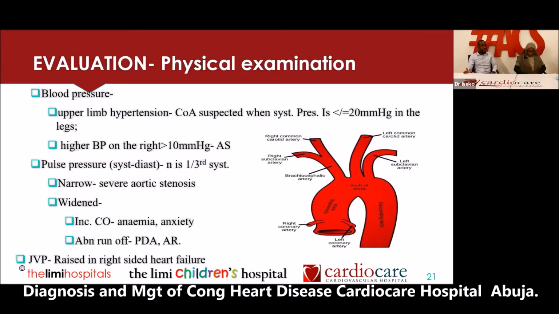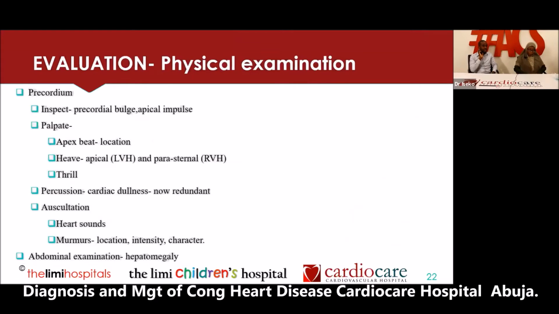Okay, any other key thing that we look for when examining these children? Yes, the precordium. We want to inspect the precordium. Is there a precordial bulge? Because for some of these babies, by the time they are coming to you, they already have some form of chamber hypertrophy, which would give you the precordial bulge and the apical impulse. Once you're able to pick this, you already have in your mind that there's some degree of hypertrophy, and then you want to palpate the apex beat.